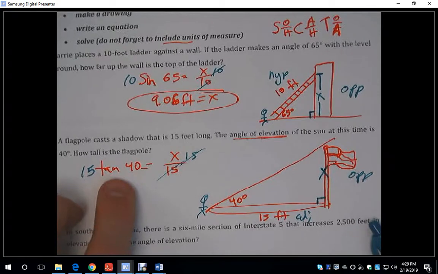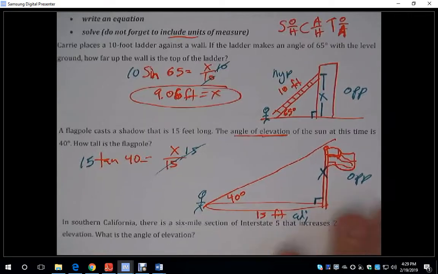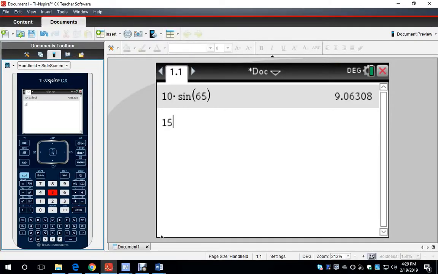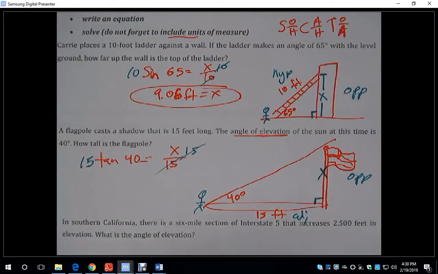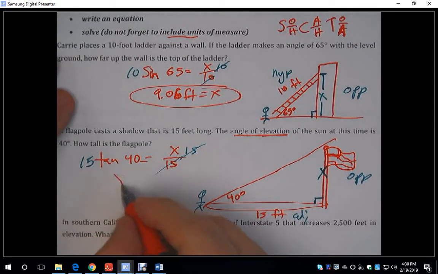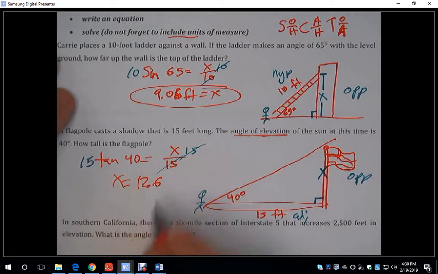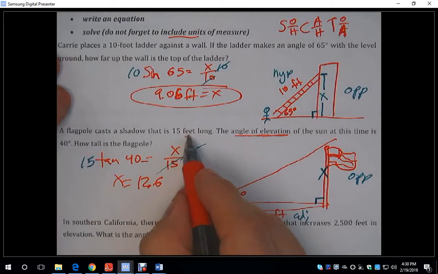I'm going to throw this into my calculator. 15 times tangent of 40 degrees. And that gives me 12.6. So x equals 12.6 feet.